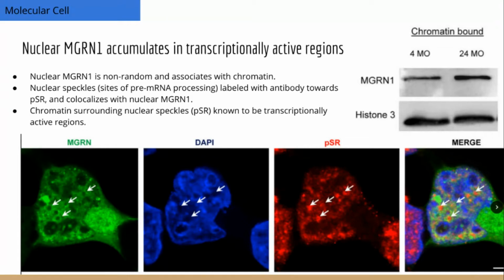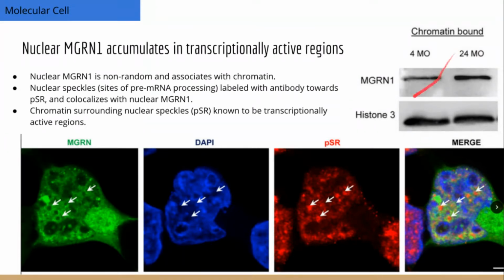Then a Western blot analysis of chromatin fractions revealed an increased amount of chromatin associated with MGRN1 in aged mice compared to young mice, normalized for histone 3. So the same amount of histone 3s. There's just less MGRN1 in young mice, lots more in older mice.